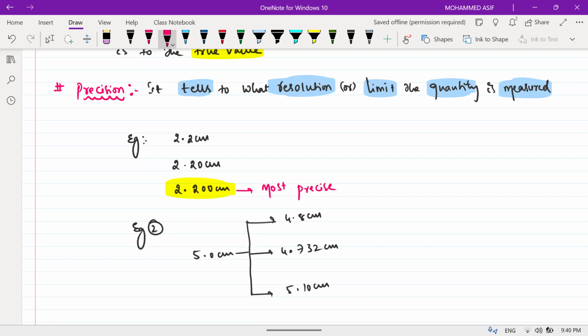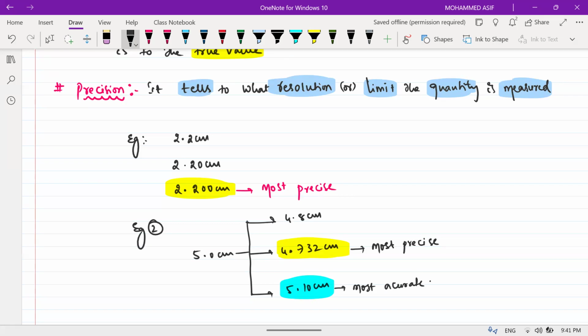This one goes up to three digits after the decimal, 732. It gives the most precise, it tells the resolution or the limit of the quantity. So 4.732 will be the most precise, whereas 5.10 centimeters will be the most accurate. Am I clear?